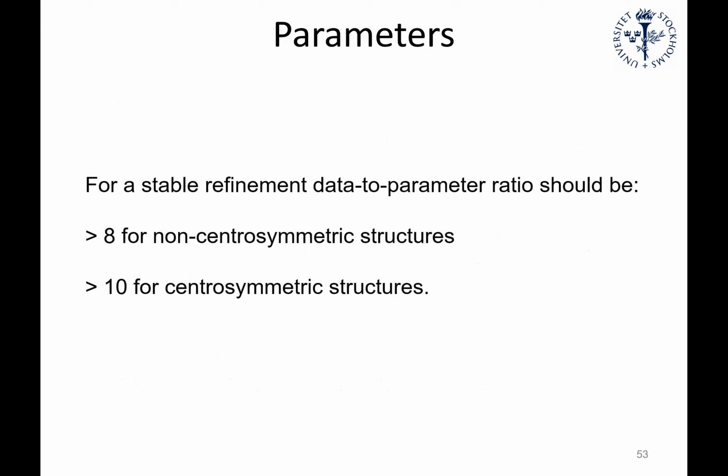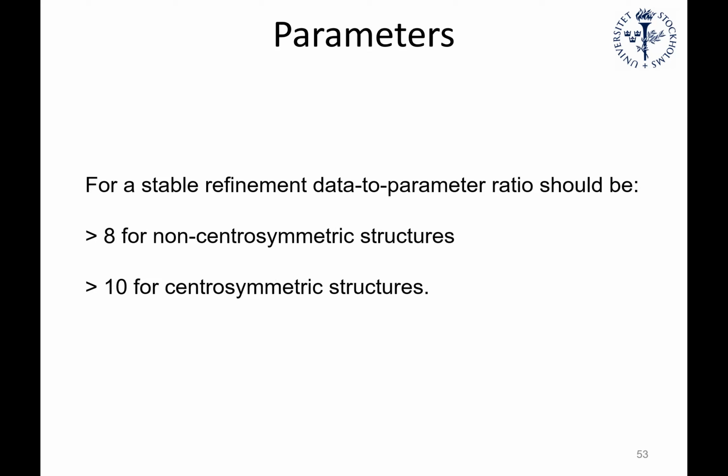But the more parameters you have, the more complicated it is describing that structure. And also the amount of data you have is limited. By data, I mean the number of reflections you've collected in your diffraction experiment. So this ratio between your amount of data and the amount of parameters is quite important. You want the data to parameter ratio to be quite high. That means you have a lot more data than parameters, which is the ideal case.